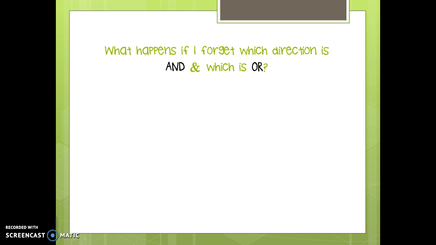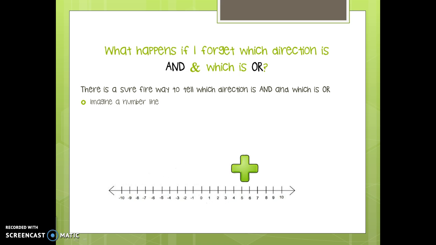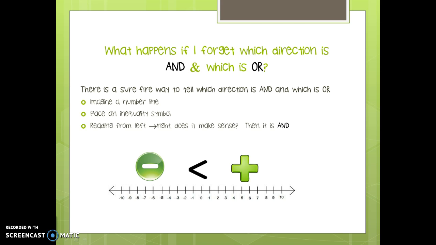But what happens if you forget which direction is "and" and which is "or"? Well, there's a surefire way to tell which direction is "and" and which is "or," in case you forget. You're going to imagine a number line. And on this number line are normal positive numbers and normal negative numbers. You're going to drop in an inequality symbol. Now, reading from left to right, negatives are less than positives. Does your statement make sense? If reading from left to right, it makes sense, then it is definitely an "and."